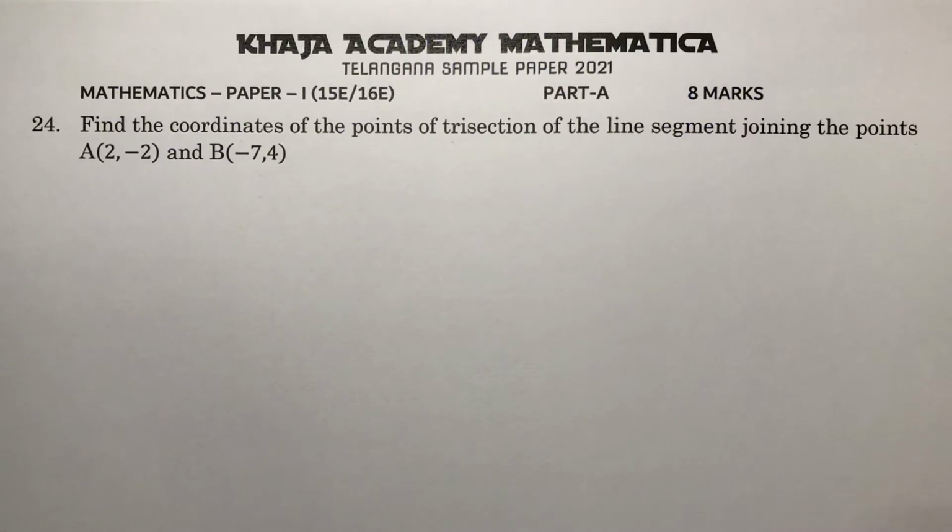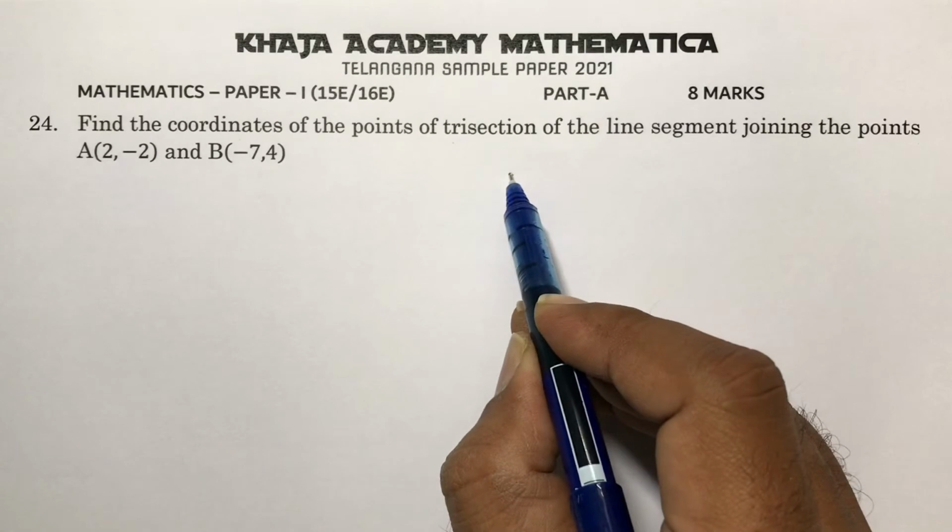Find the coordinates of the points of trisection of the line segment joining the points. Now see here, point of trisection.